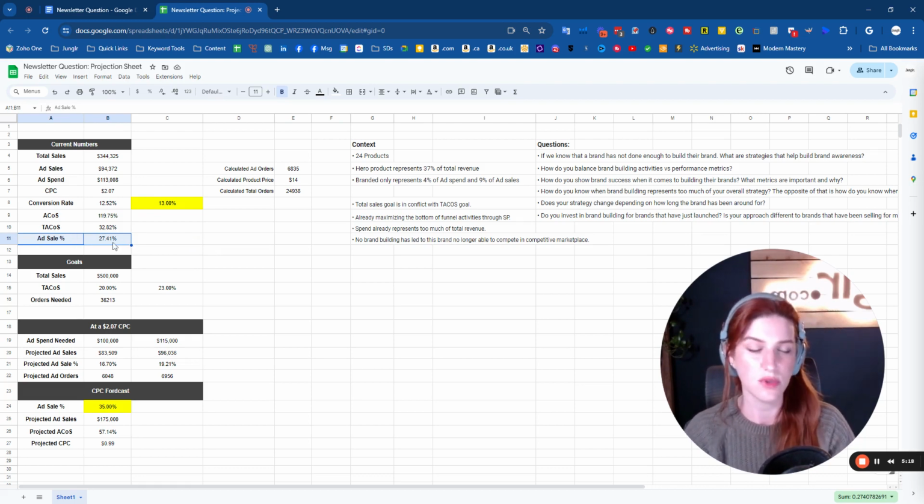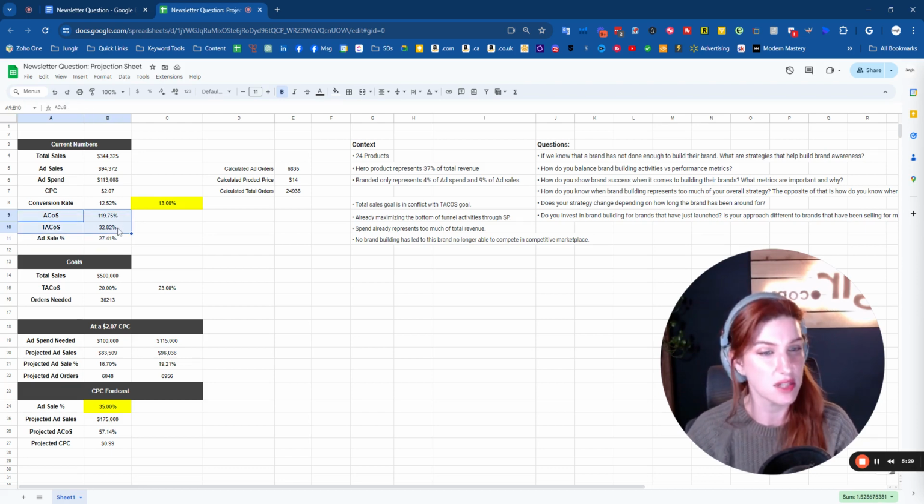So I use ad sale percentage as a barometer, but you don't want to blow up the account because you have a high ad sale percentage if everything else is good, I guess as you would say.